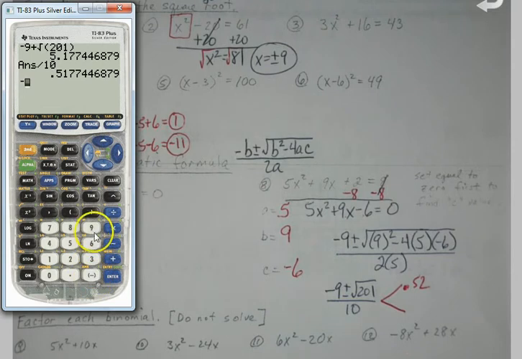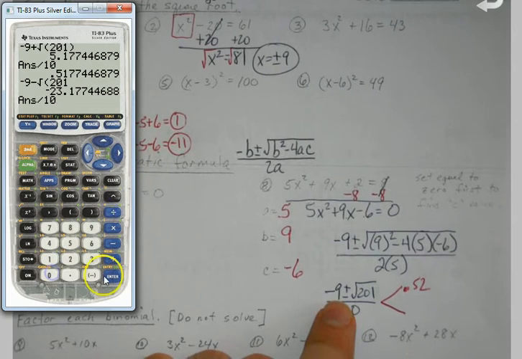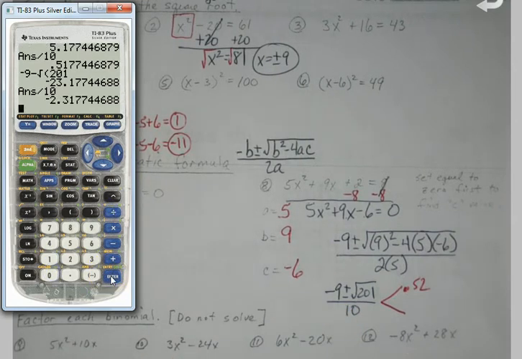And then I'm going to do the exact same thing, except, of course, the other part of this is to minus the square root of 201, and then divide it by 10. So take it in little pieces. It's like when you're eating food. You don't eat the whole steak at once. At least I hope not.